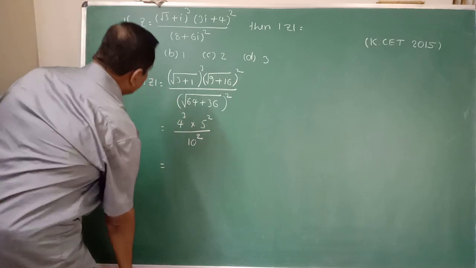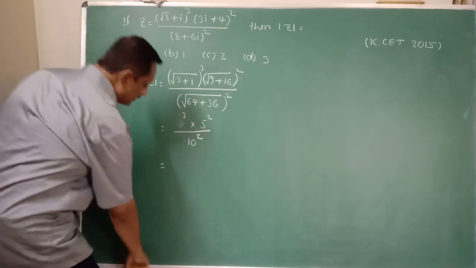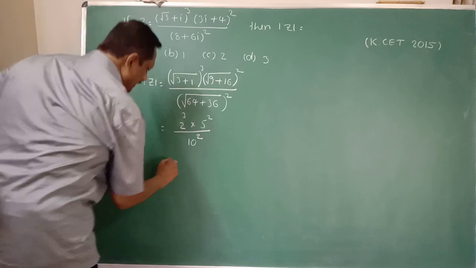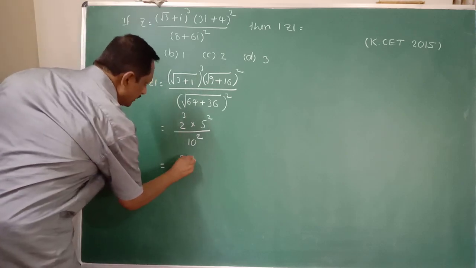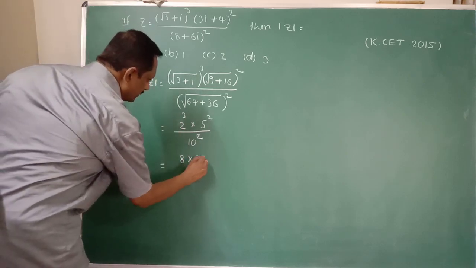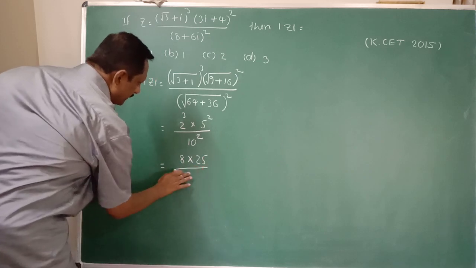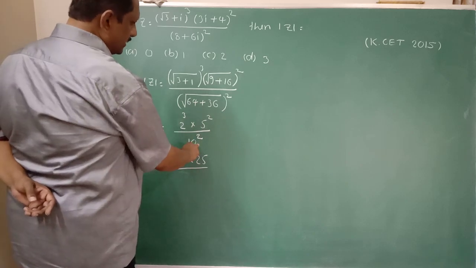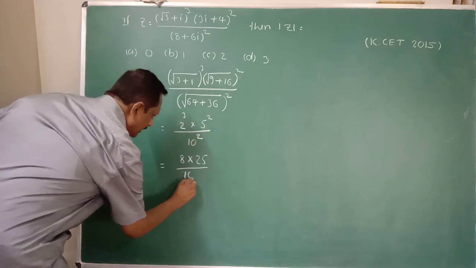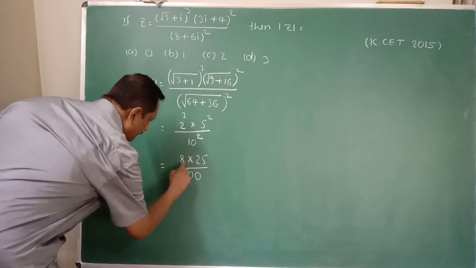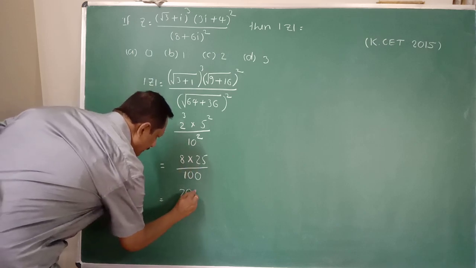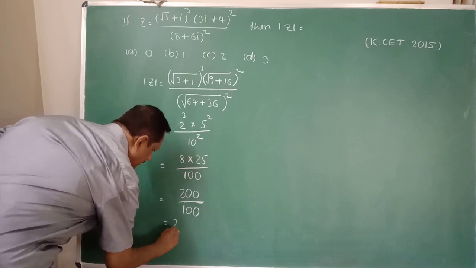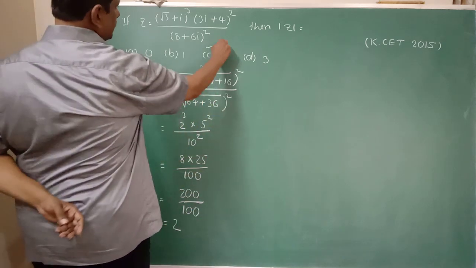Square root of 4 is 2 here. Okay, because 3 plus 1 is 4, square root of 4 is 2. 2 cube is 8 here. 8 into 5² is 25, and divided by, okay, here 100, square root of 100 is 10 here. So 10² is 100 here. 25 times 8 is 200 divided by 100. Therefore the answer is 2 here. Okay, so C is the correct option.